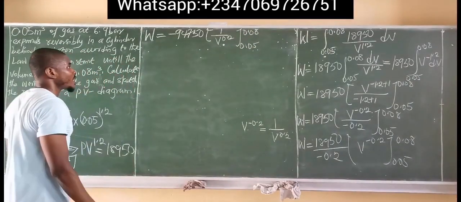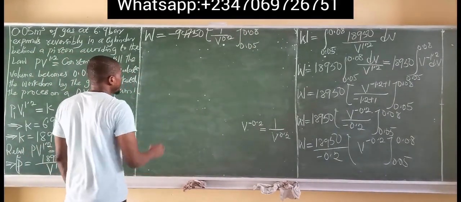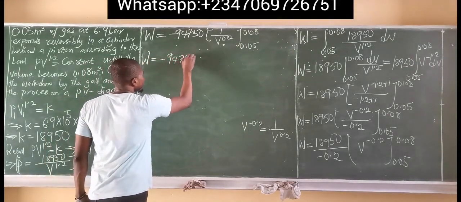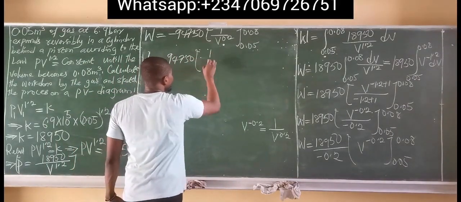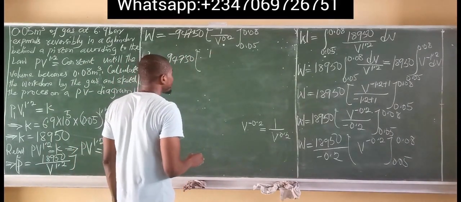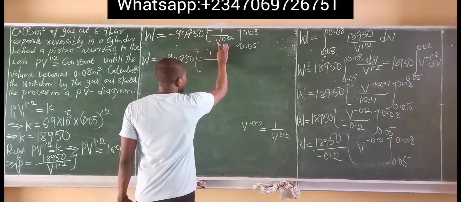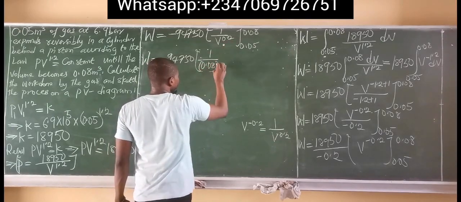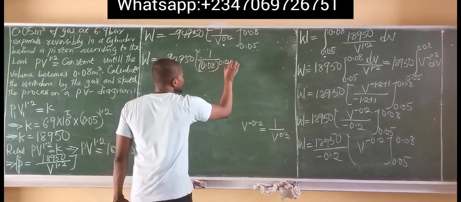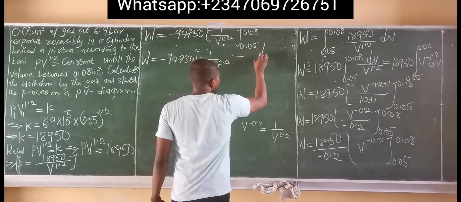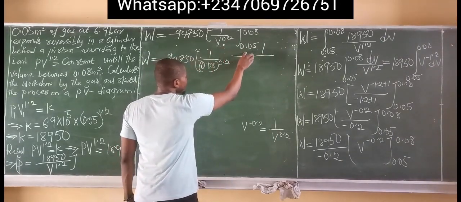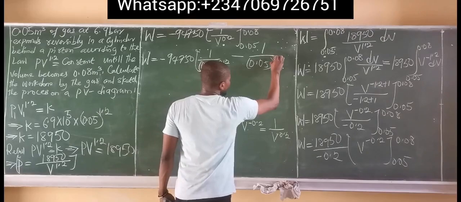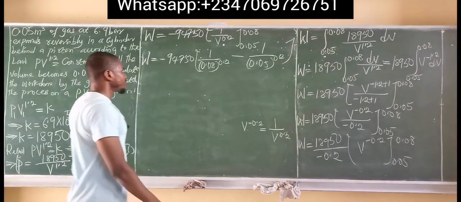All right, so at this point, you now put in your limits into the values of v. So work done is equal to minus 94750 into 1 all over. Remember, upper limit comes first minus lower limit. So 1 all over, in place of v, we have the upper limit 0.08. Remember, this is v to the power of 0.2, so raised to the power of 0.2. So upper limit minus lower limit. So I still have 1 all over, in place of v, now comes lower limit 0.05, remember, to the power of 0.2. And we have this.